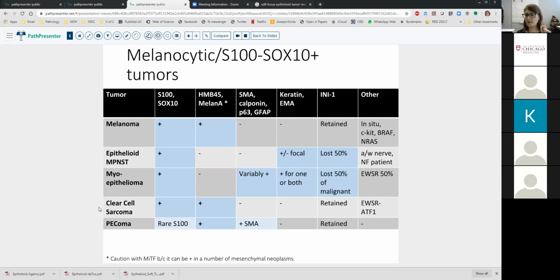Does that help? I know this is practical, this is real life, because sometimes you don't know. And unfortunately, genetics are going to be the thing that differentiates. So remember your melanoma mutations, remember in myoepithelial lesions your EWSR, and sometimes your INI1 loss. We didn't talk about clear cell sarcoma, which is basically morphologically melanoma, but that exists in the deep soft tissue rather than on the skin. That's EWSR-ATF1 rearranged.